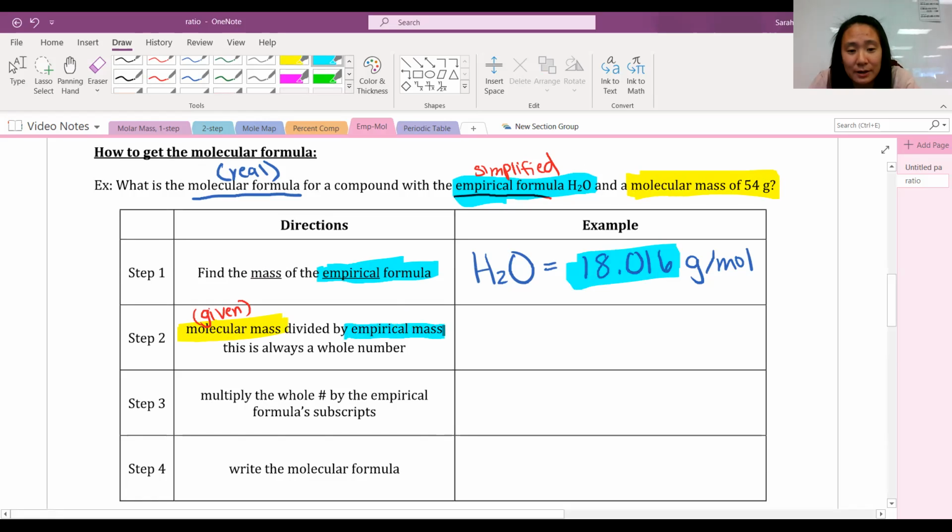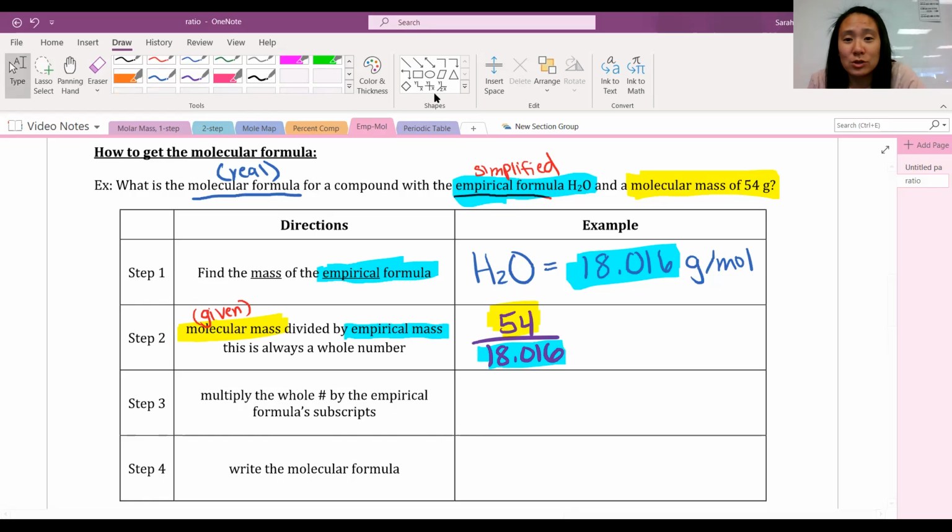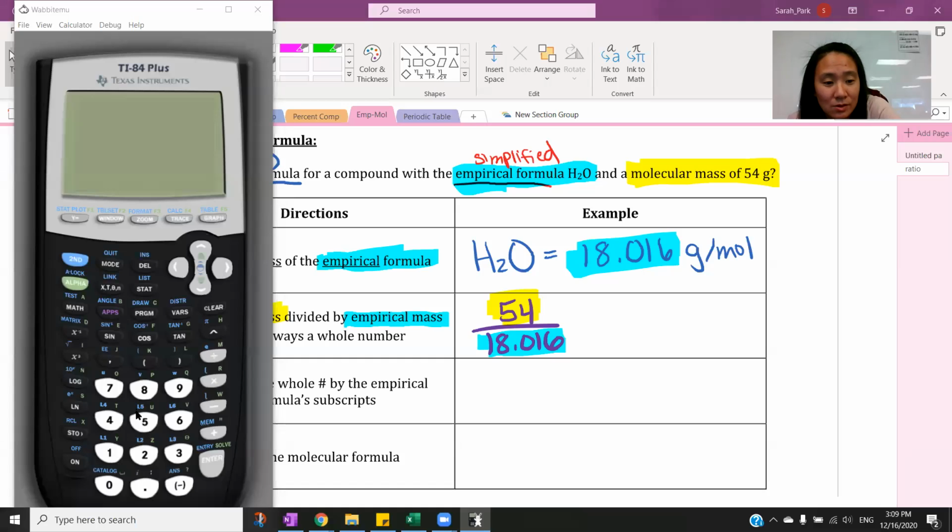18.016. Right? So what does it tell you to do? It tells you to take 54 and divide it by 18.016. Okay, so what did we do? We got this number from up there, and then the 54 came from the problem. So divide it on your calculator. So when you do this, you get 54 divided by 18.016. And it's always going to be really close to a whole number.